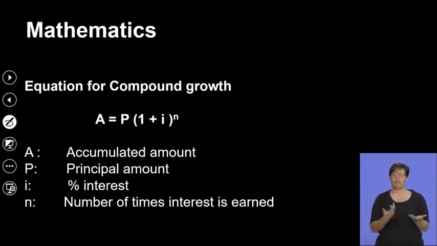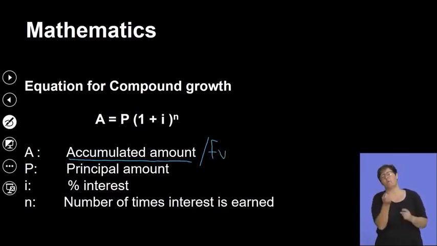Now, the equation for compound growth is A equals P open bracket 1 plus i close bracket, all raised to an exponent of n, right? Where our A would be the accumulated amount, or we can even call this the future value, FV, future value. Why? Because it's the amount that you get after a certain period of time, meaning it's the amount you get in the future when you start your investment now.